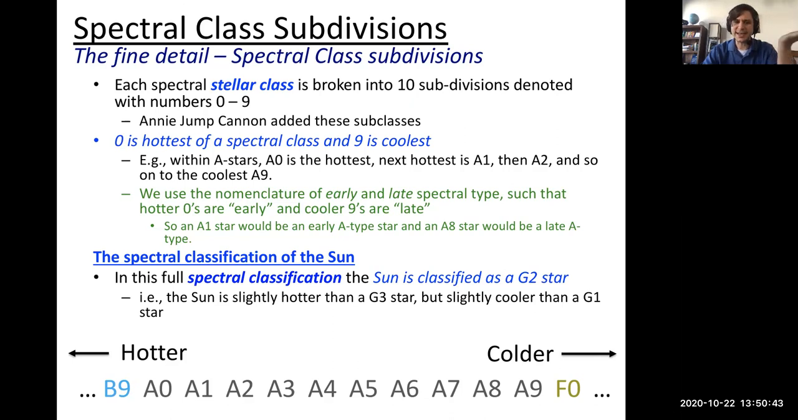So yes, I expect you to know the full spectral classification of the sun. It is a G2 star. G stars are sometimes referred to as yellow dwarfs, M stars as red dwarfs, O and B stars as blue giants. All right, that's what I had for you for spectral classes.